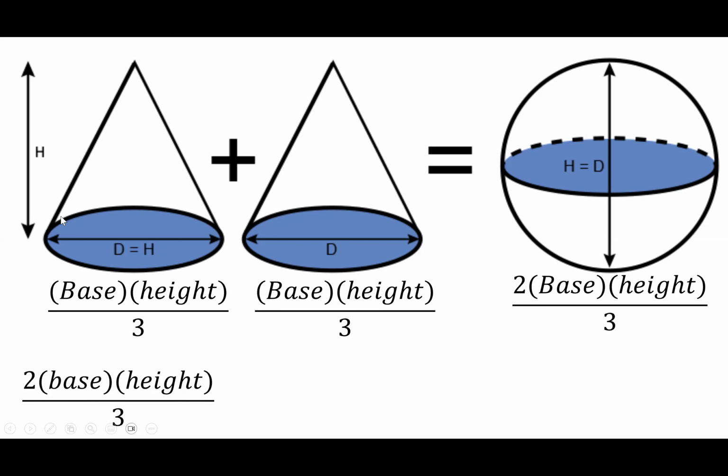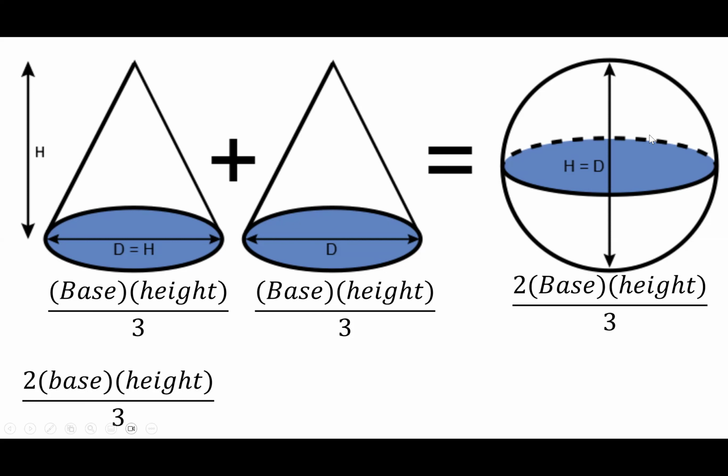Let me take a look at the base of the cone. Okay, the base of the cone is a circle. I know how to get the area of a circle. It's radius squared times pi. Okay, so the base, I can easily write it as radius squared times pi. Now, the funny thing is the height of the cone. The height of the cone is the same height as the sphere.